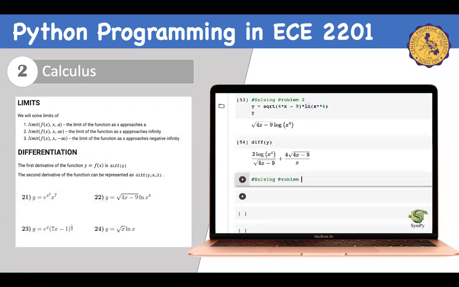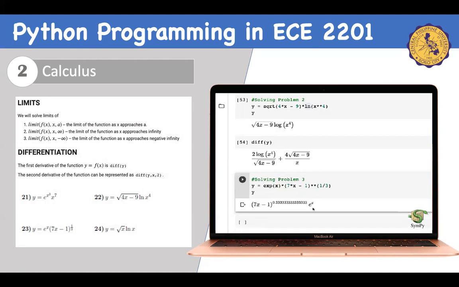Let's have the next problem, or the third problem. Let's say y equals e raised to x, you can say exp raised to x multiplied by (7 times x minus 1) raised to 1/3. So we can say raised to 1/3. Now take a look at this one. If you display this, it will give you the power of 0.3333.